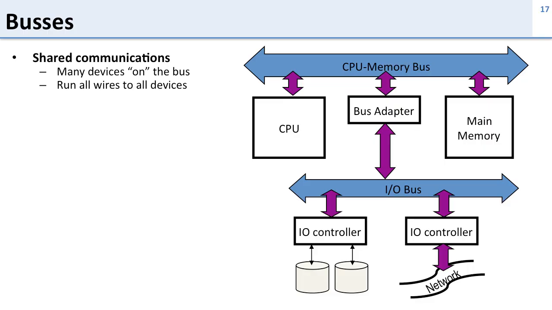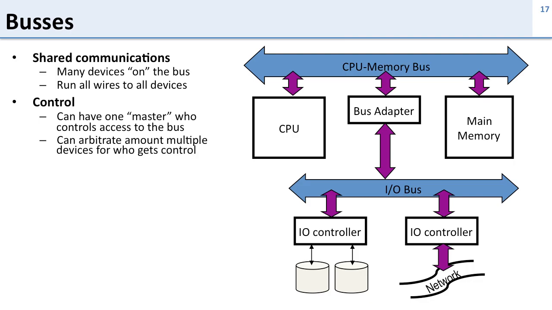So what are buses? They're a shared communications medium. As we see here on the CPU memory bus, we have three devices that are all on the bus. All the wires for the address and the data and control are wired up to the CPU, the bus adapter, and the main memory. When we talk about controlling the bus, we can have one master, that is one device that controls who has access to the bus. For example, maybe the CPU controls who has access to the bus. Or you can arbitrate among multiple devices. So the CPU can ask, does anybody else want the bus? And if they say no, it gets it. And then maybe the bus adapter can say it wants the bus if it has data from the I/O.